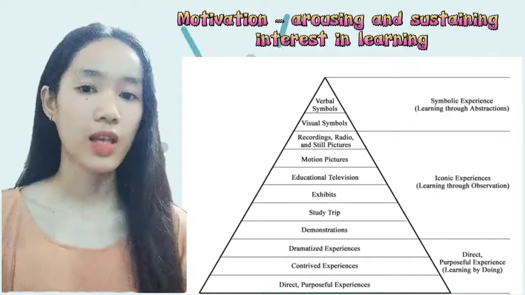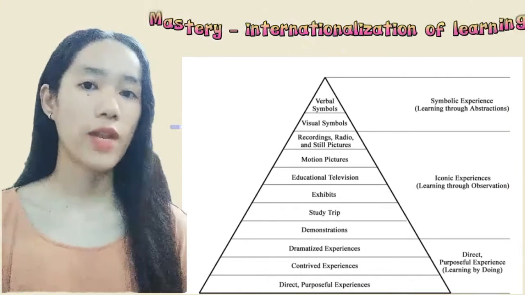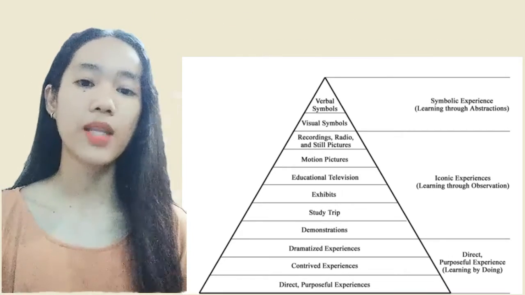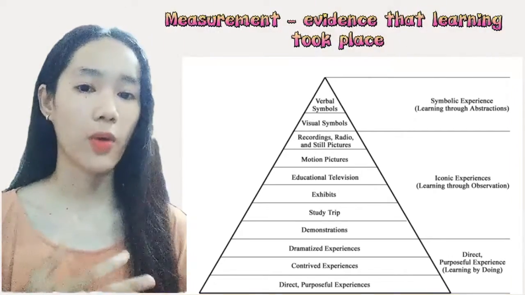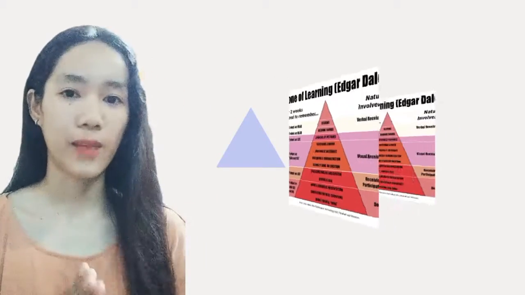And seventh is mastery, internalization of learning. And lastly is measurement. Measurement is evidence that learning took place. Those are the 8 aims of teaching. And next is the cone of learning.